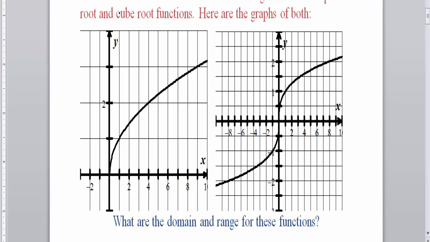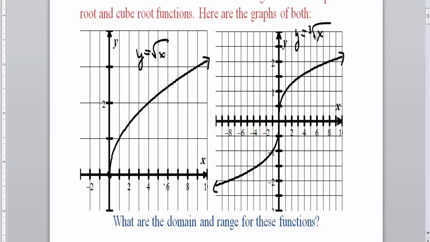Okay, so this one on the left here would be the graph of y equals the square root of x, or f of x equals the square root of x, and you can see that it starts out over here at this point 0, 0, and then it continues up and to the right. And then this one on the right here is your graph of y equals the cube root of x, and this one actually goes all the way to the left and all the way to the right. Okay, so that's the first thing to note here.